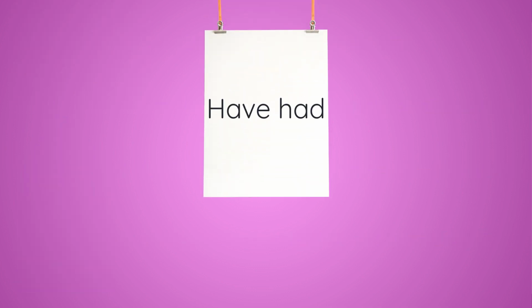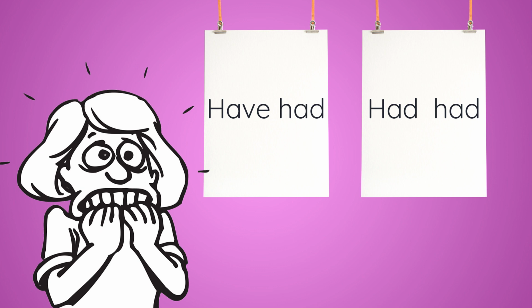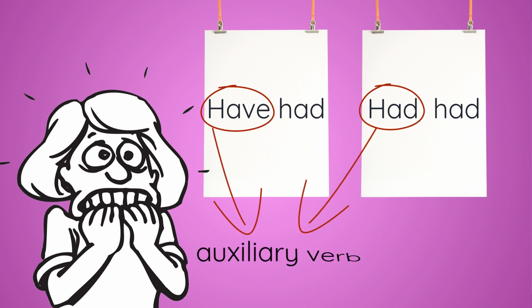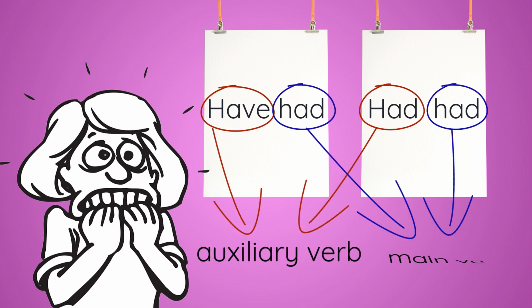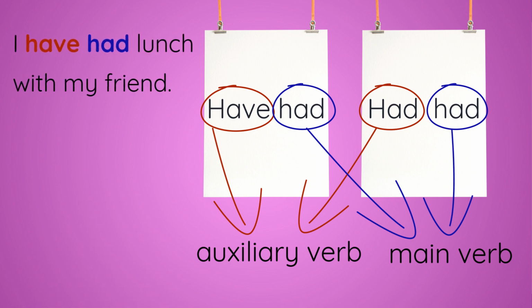Have had or had had. When using perfect tenses, you may be confused when you see have had and had had in a sentence. Well, there is no need to worry about it anymore. This happens when the verb have is used both as the auxiliary verb and the main verb in a sentence. For example, I have had lunch with my friend. It's present perfect simple.